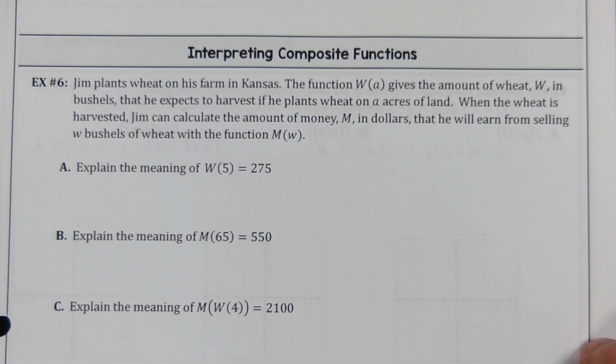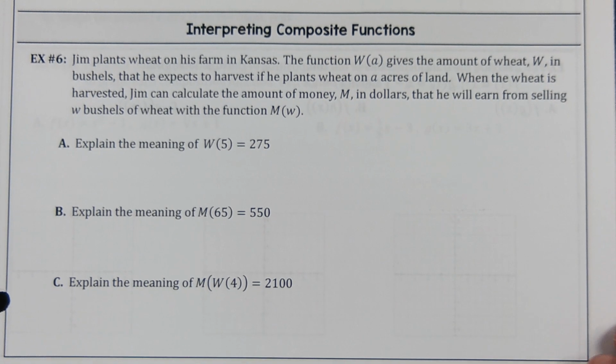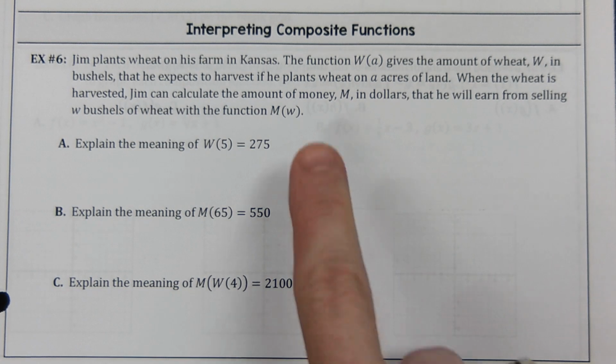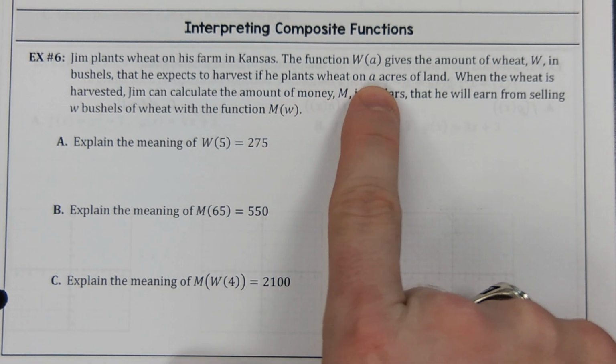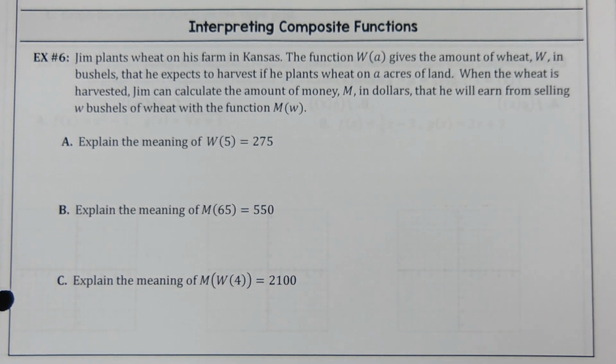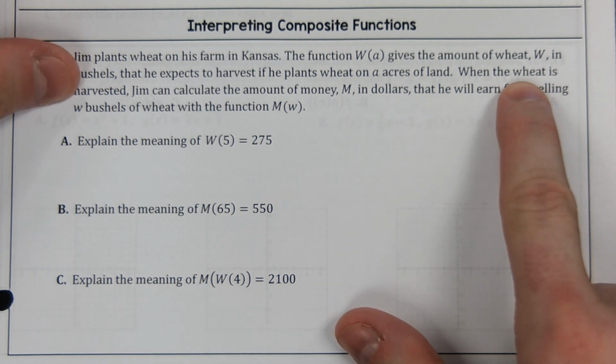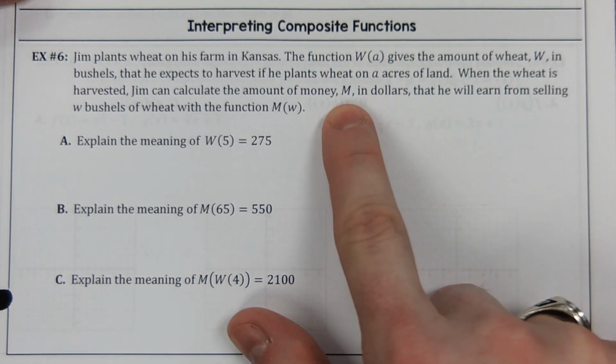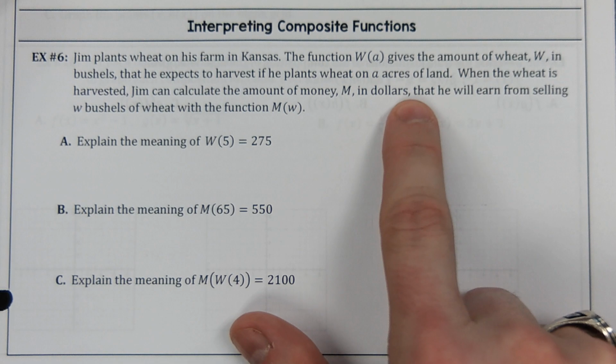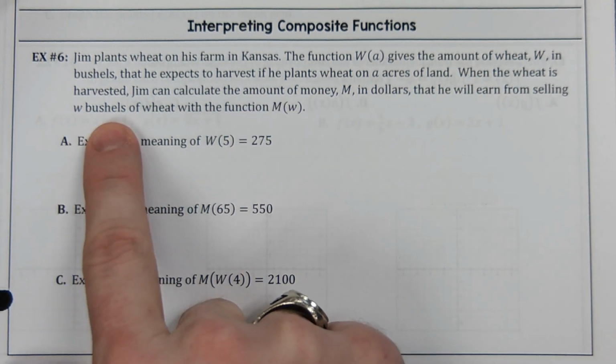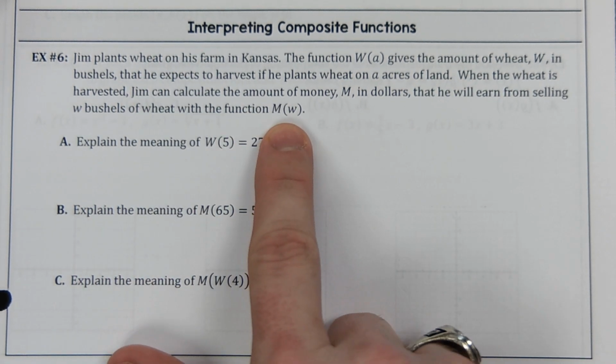So how about some interpretations? Jim plants wheat on his farm in Kansas. The function W of a gives the amount of wheat, capital W, in bushels that he expects to harvest if he plants wheat on A acres of land. So capital W is bushels of wheat, lowercase a is acres of land. Just like any good farmer, when this wheat is harvested, Jim's trying to make some money, and he calculates his money, capital M, in dollars that he will earn by selling his W bushels of wheat using the function M of W.